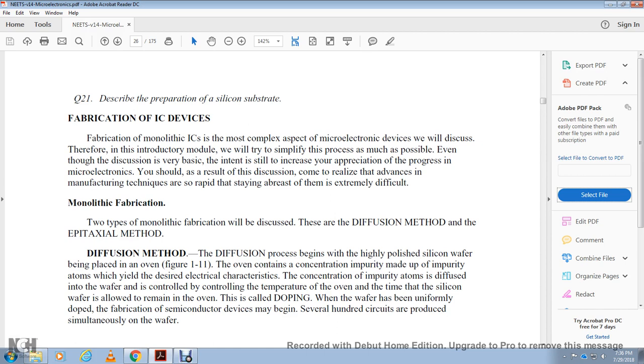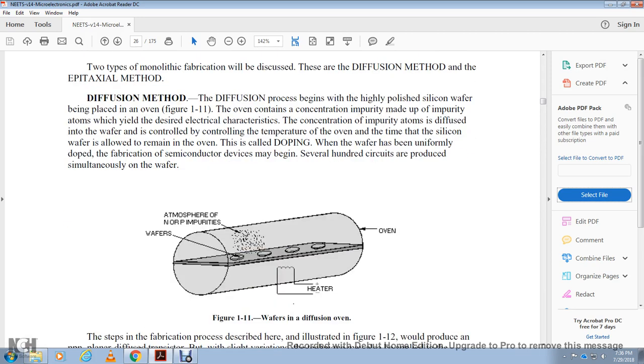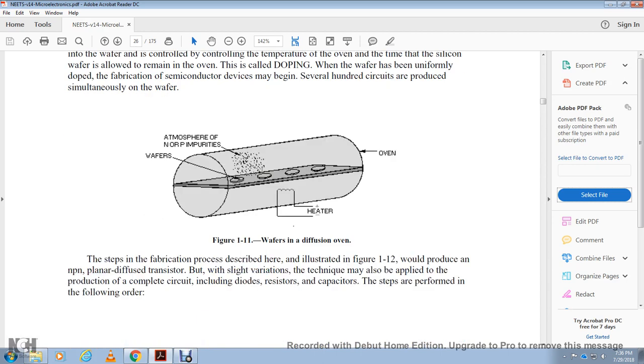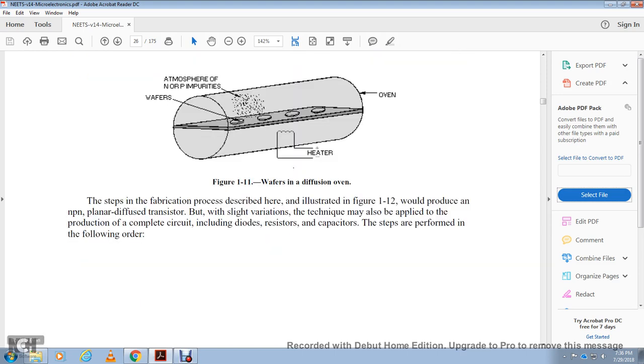Fabrication of a semiconductor device begins with several hundred circuits that are produced simultaneously on the wafer. Shown is a wafer in the diffusion oven, in an atmosphere of negative and positive impurities heated in the oven. The steps in the fabrication process described here, with the illustration in figure 112, will produce a negative-positive-negative planar diffused transistor, but a slight variation of the steps may also be applied to the production of complete circuits. They include diodes, resistors, and capacitors. The steps are performed in the following order.